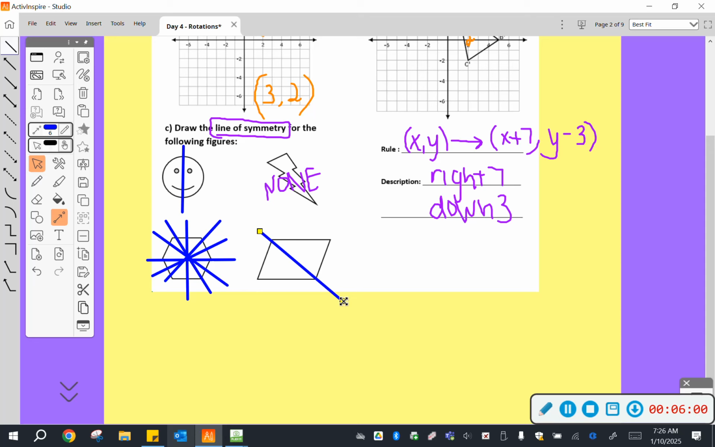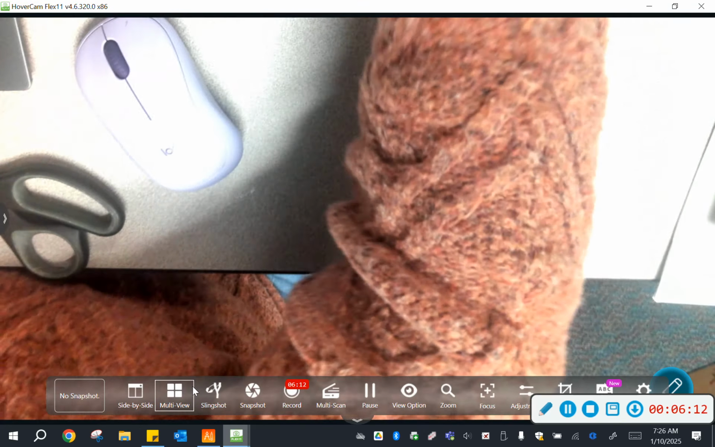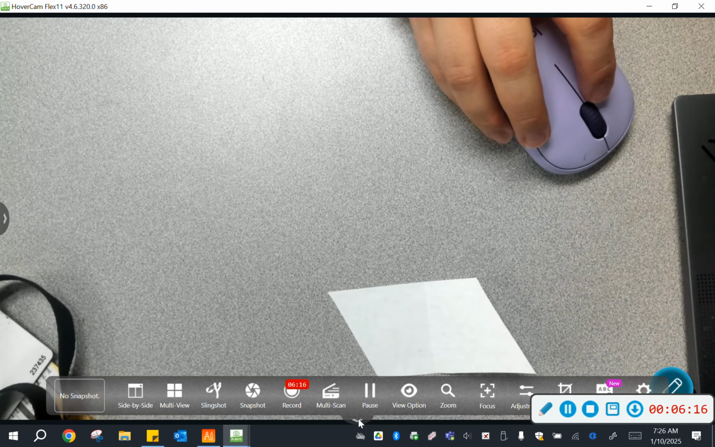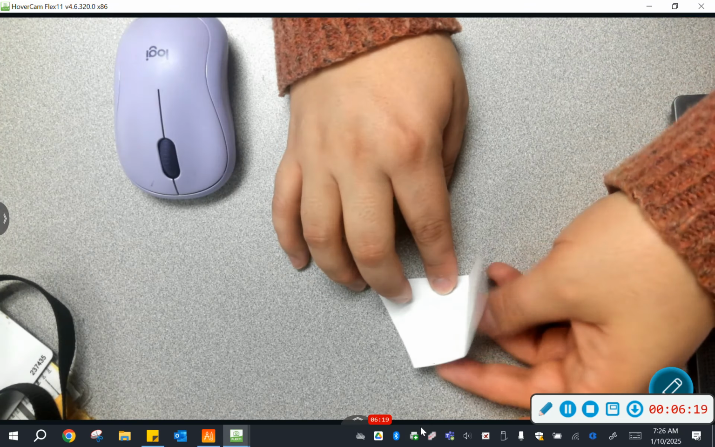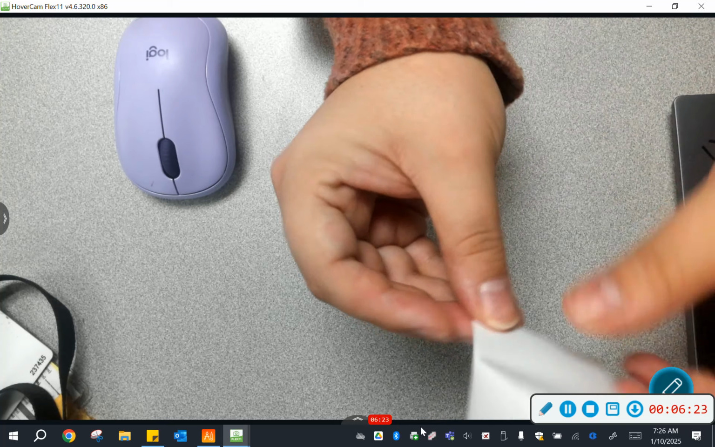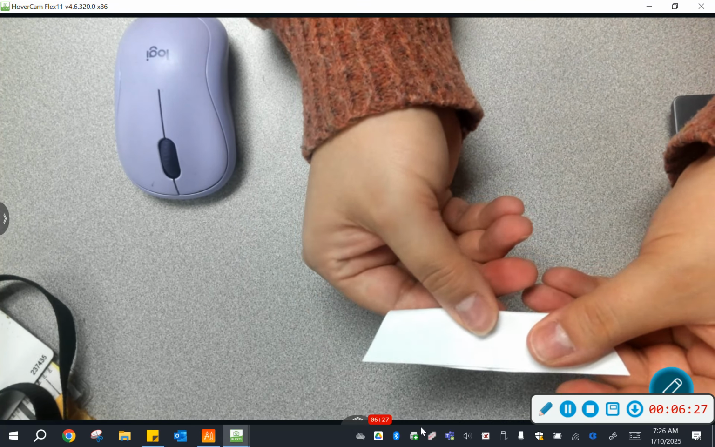So a parallelogram is just like a slanted rectangle, right? So do y'all all agree right here? I have a little parallelogram. Okay. If I fold this right here, is that the same on both sides? No. What if I fold this horizontally? Is that the same on both sides?